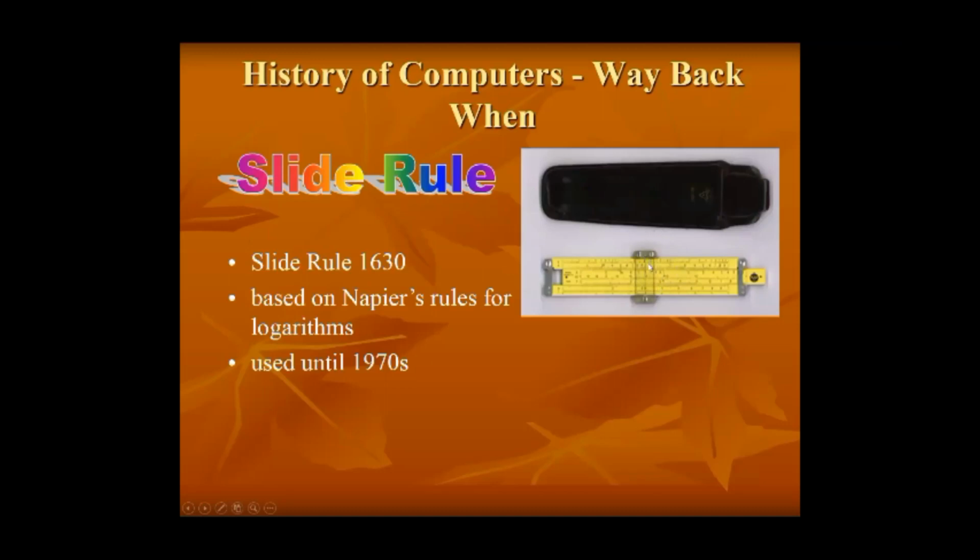We cannot use this one for addition and subtraction. It is only used for multiplication and division. And then aside from that, it is used to calculate logarithms. That's why it is based on Napier's rule for logarithm. And it can also be used to compute the exponent and trigonometric functions.